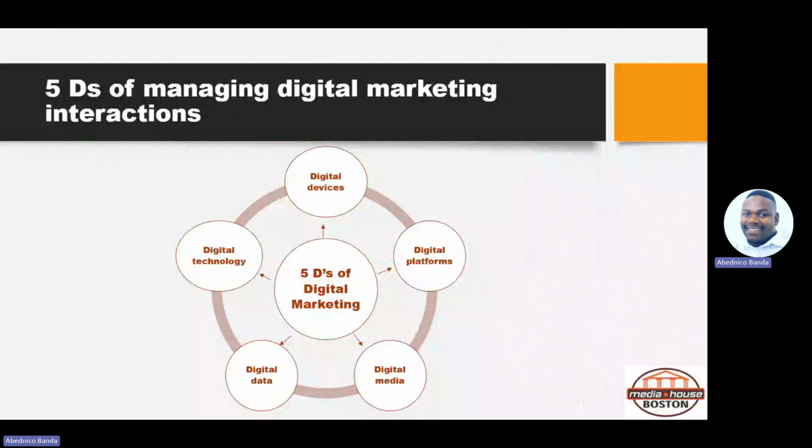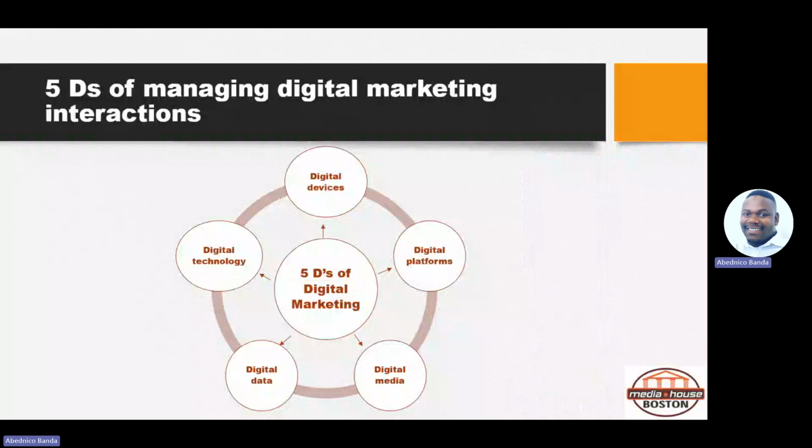You need my social handle, okay? Like my information, am I at Banda? Because these are for interaction. So in order for you to interact, what is it that you need? You then look at these 5 Ds. You need a device, you need a platform, you need a medium, and you need user information as well as access. Then the last one, of course, is digital technology.